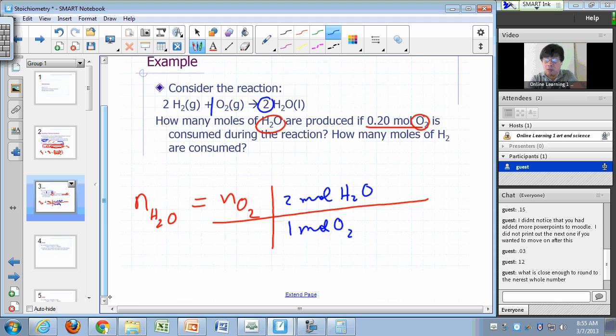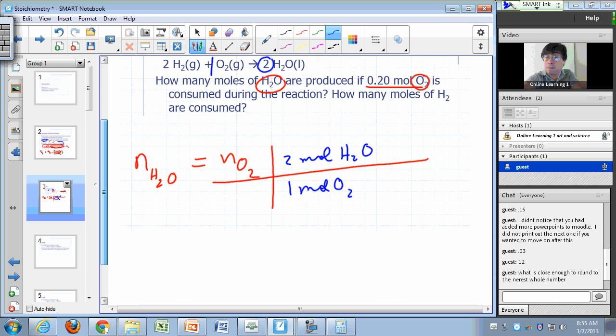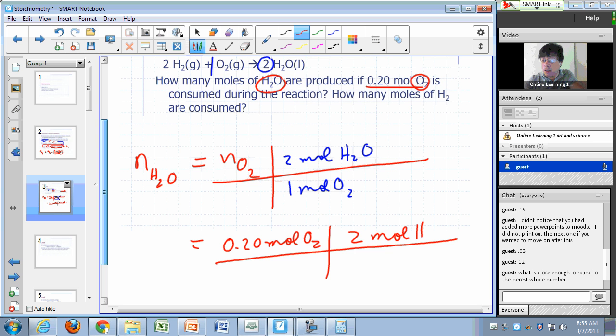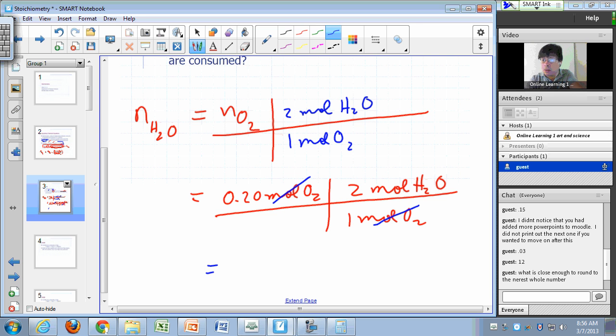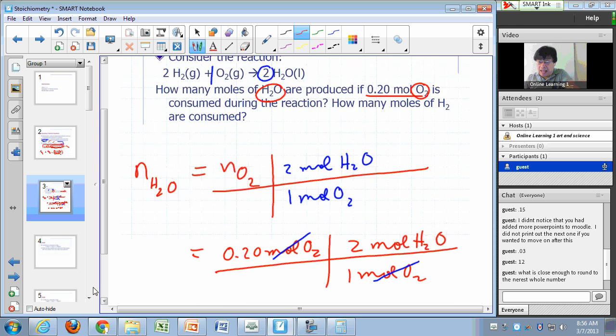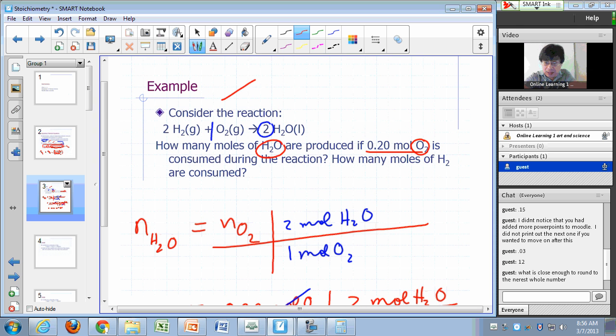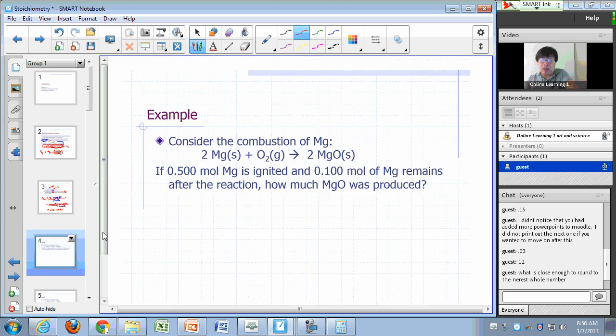So 1 mole O2 here, 2 moles H2O up here. Okay? And here I'm given how much? 0.20 moles of O2 times 2 moles of water for 1 mole of O2. So that's fairly straightforward. This is going to be equal to 0.20 times 2, which is 0.40 moles of H2O. Okay? And that sort of makes sense. It's 1 is to 2. So if you lost 0.2 of this, you expect to get 0.4 of the product. Okay? 1 is to 2 ratio. All right. So that's the whole idea behind stoichiometry.